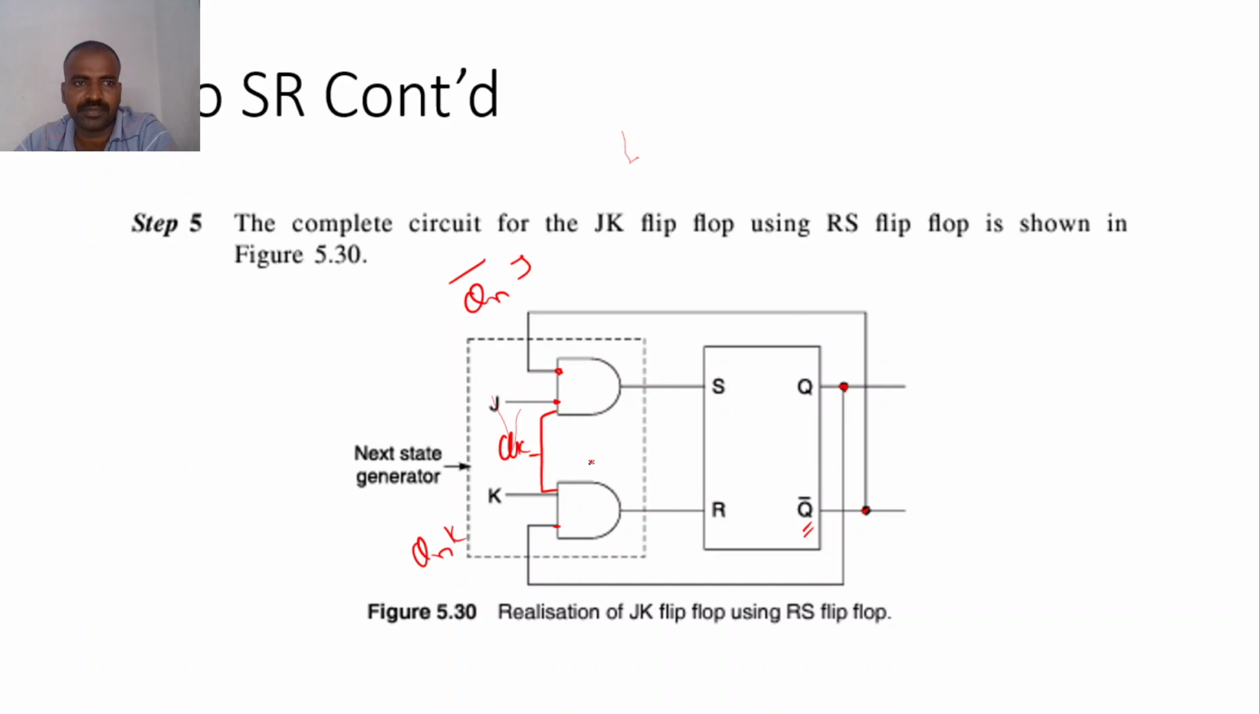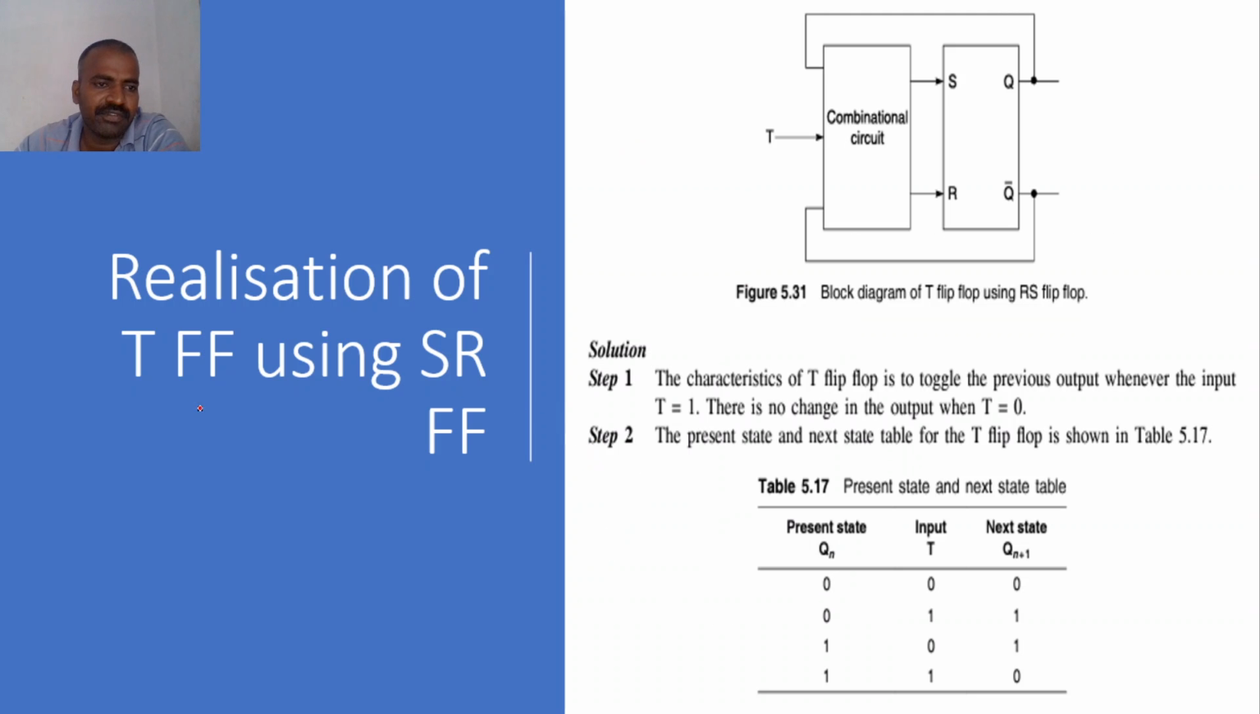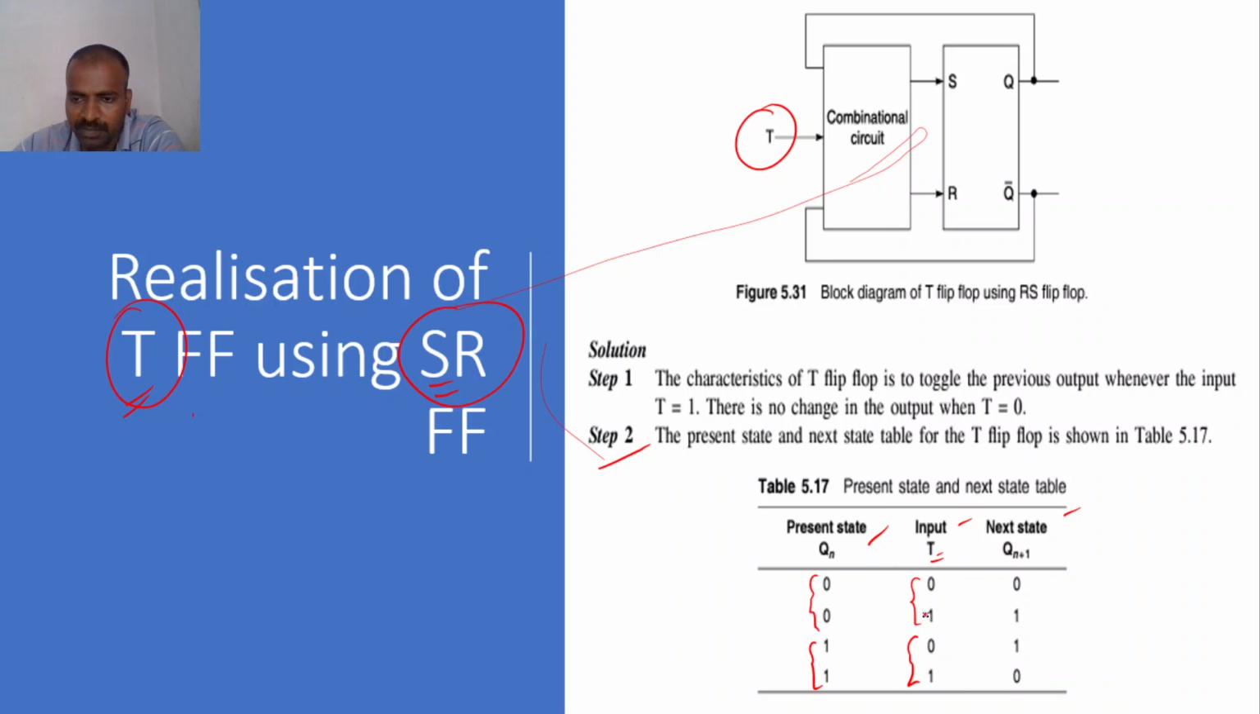Okay. Fine. Next, realization of T flip-flop using SR flip-flop. So here the required flip-flop is T and the given flip-flop is SR. So have a look at this block diagram representation. So the first step is the characteristics of T, and the second is the present state next state table for the T flip-flop only, which we are going to write. So present state, input, next state. T is a single input, so 0 1, because the present states are 0 0 and 1 1.